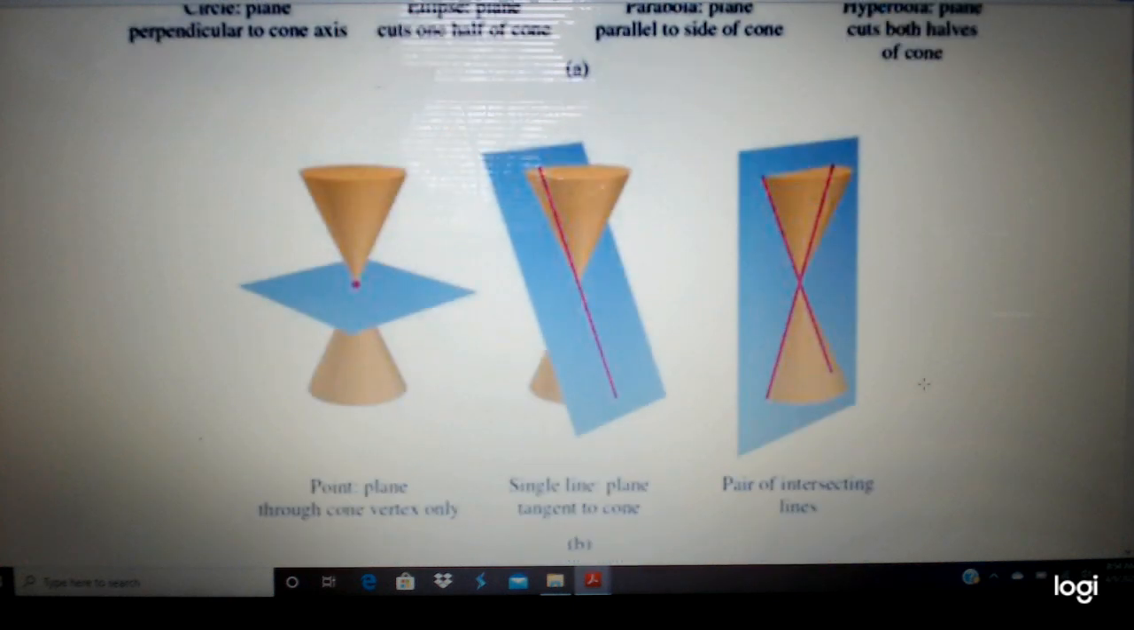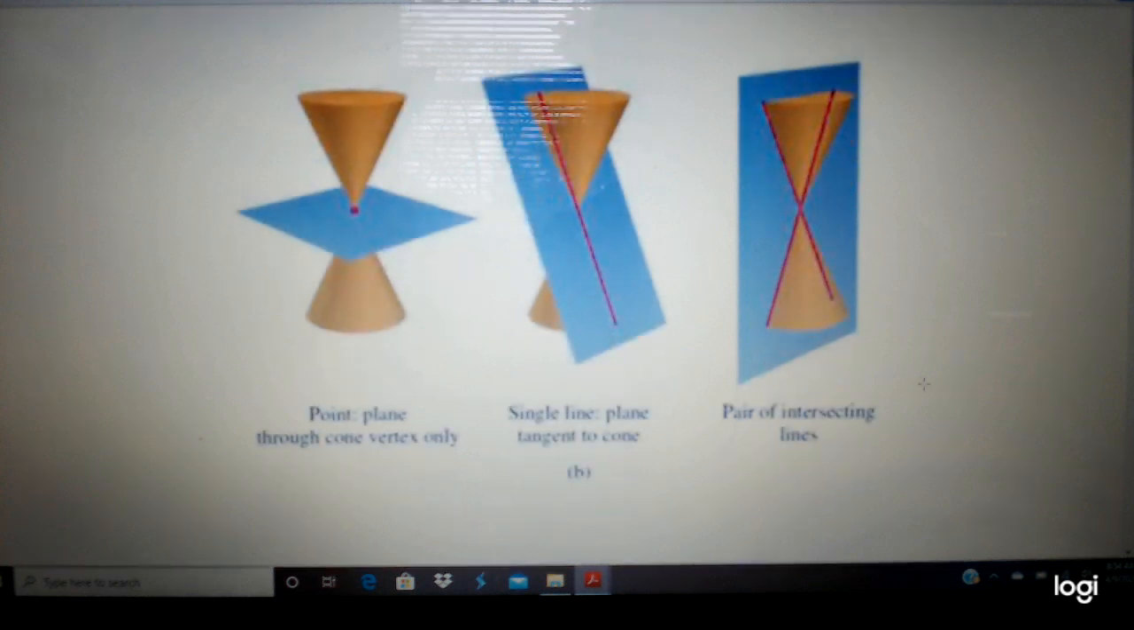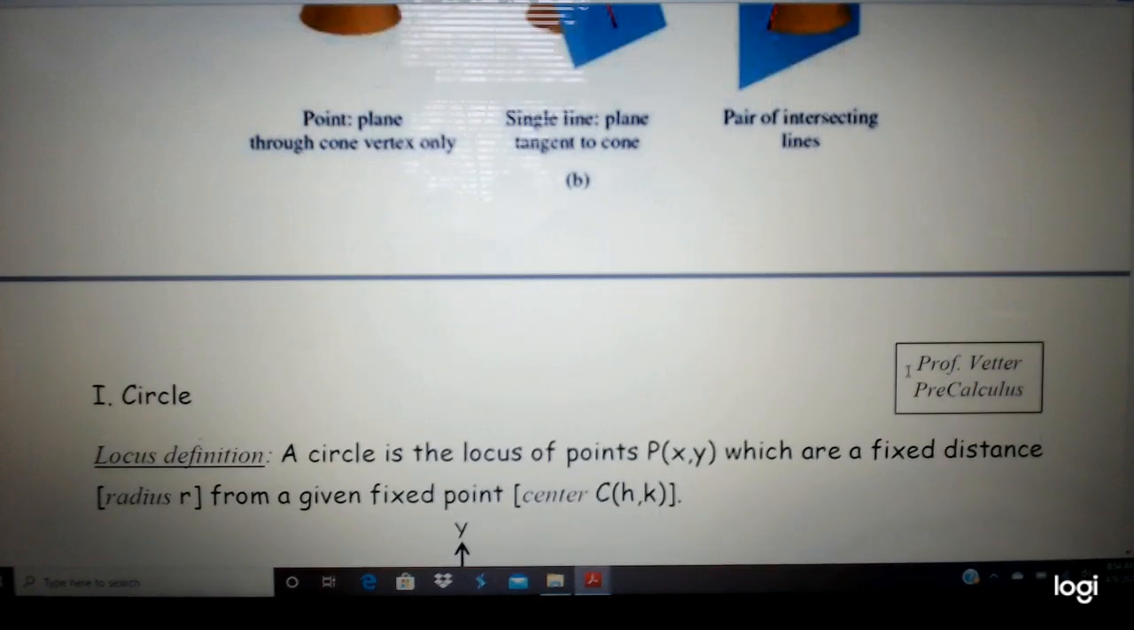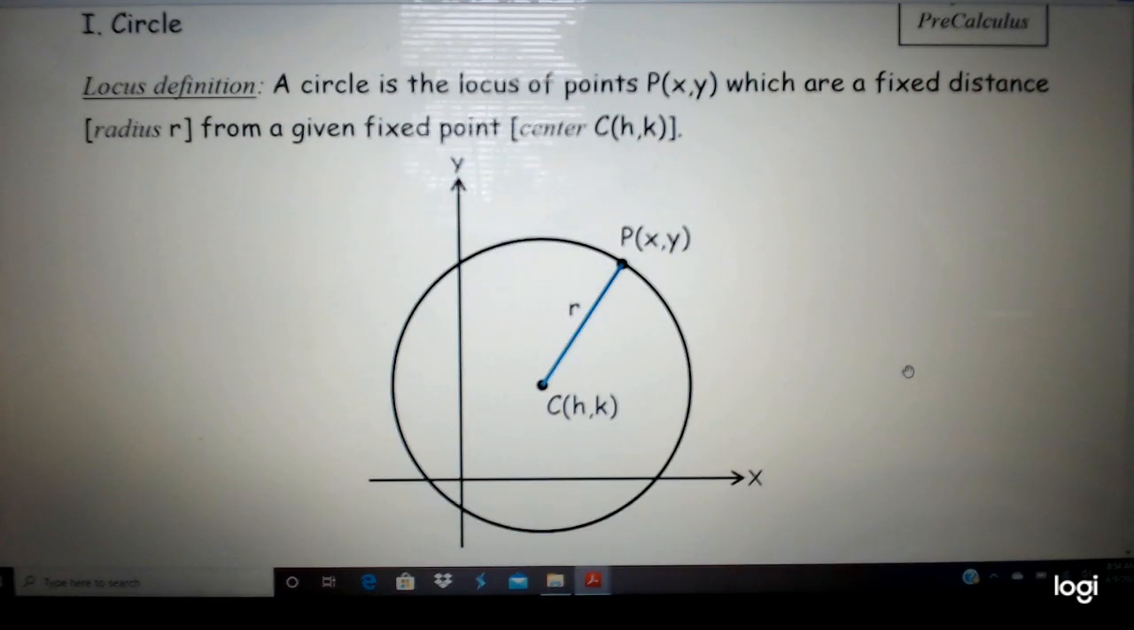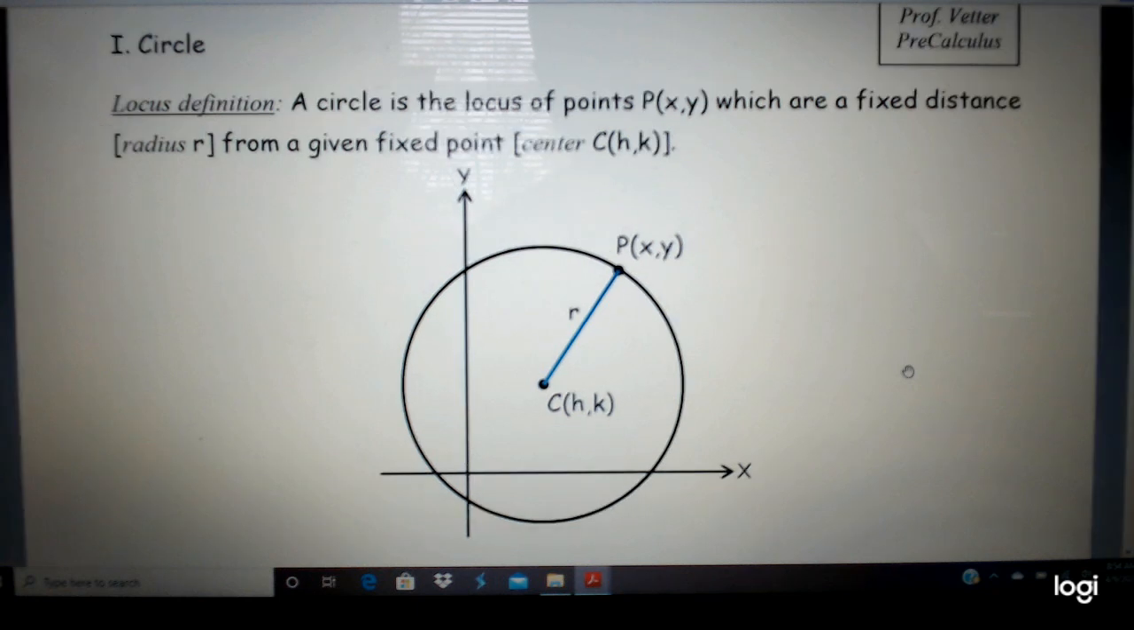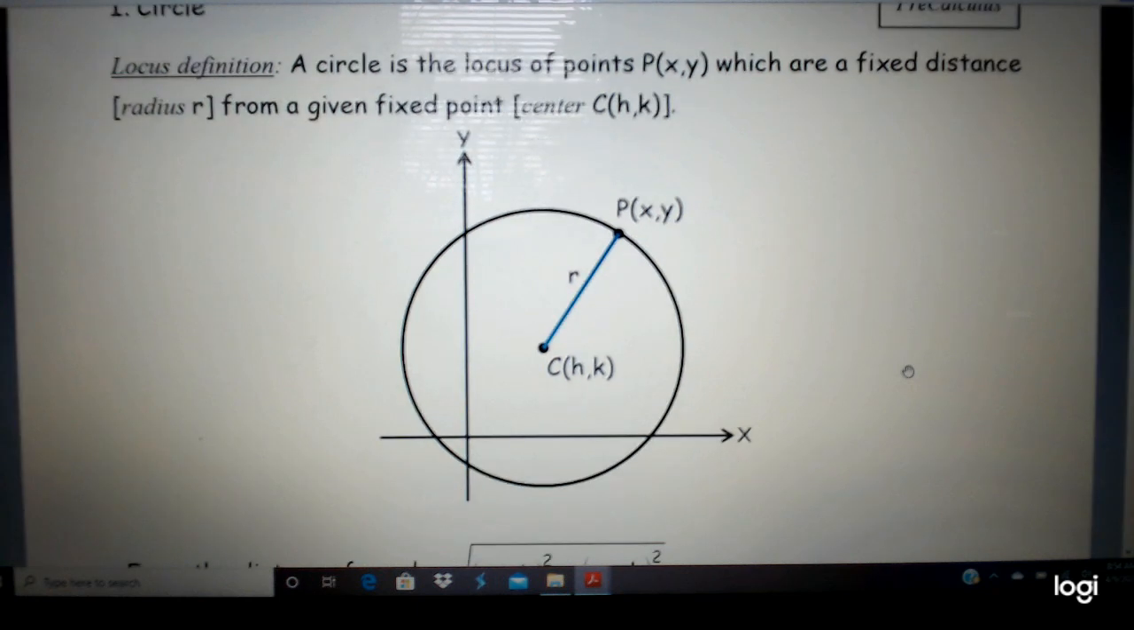All right, so I'm not going to talk much about these, but just keep in mind that if the plane intersects the vertex or the vertices where the cones meet, then you get the degenerate conics: point, line, pair of lines. Okay, begin with a circle, which we're really not going to do much with for the simple reason that we've dealt with circles in the past, but I'll start anyway.